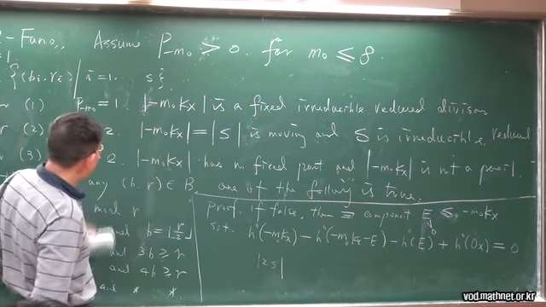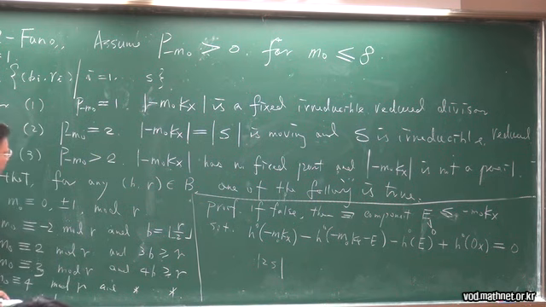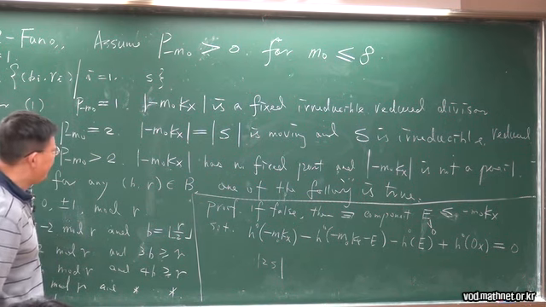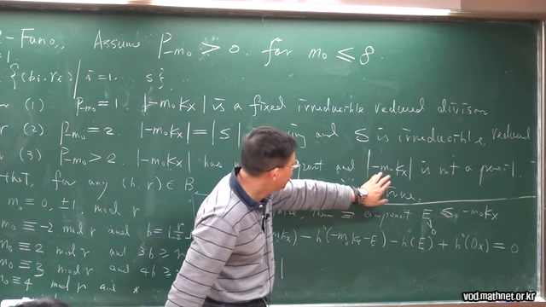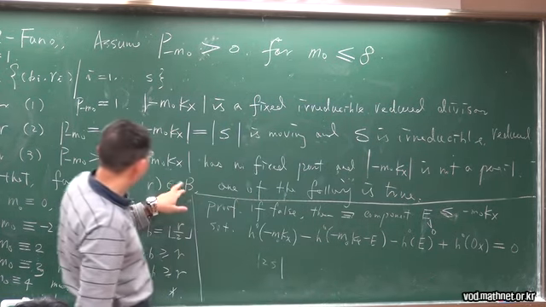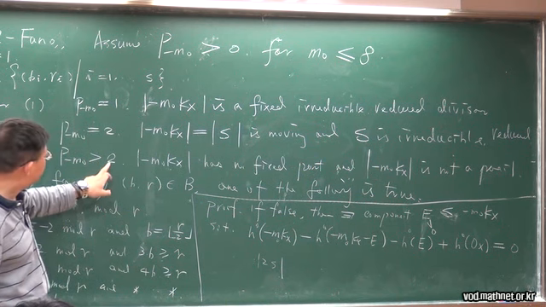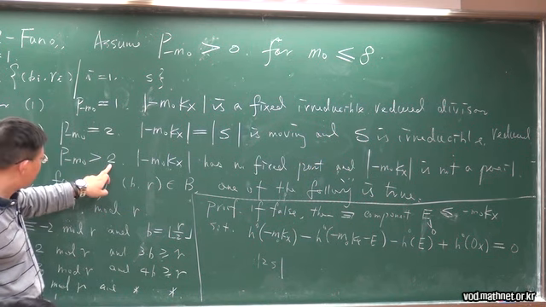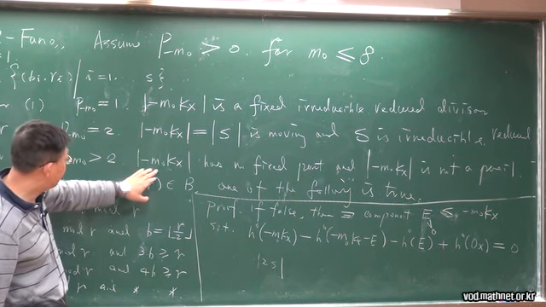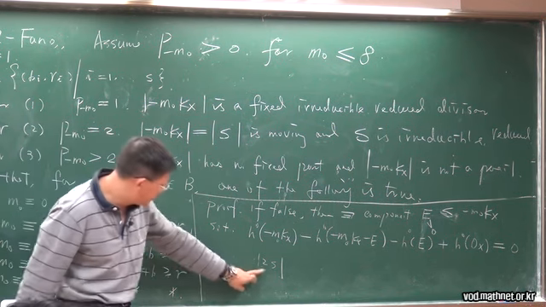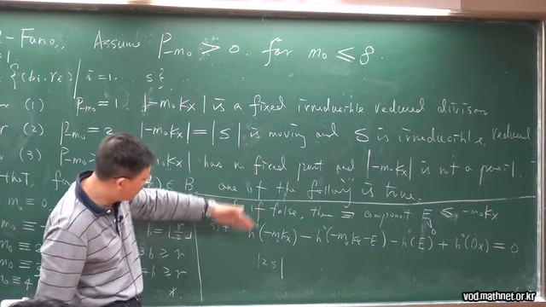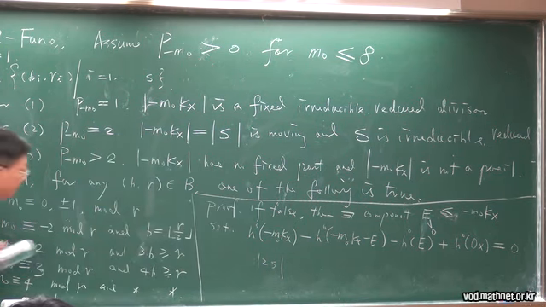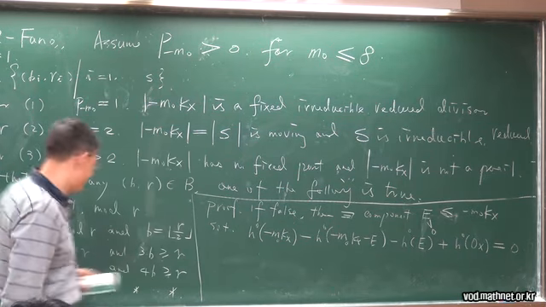Okay. In the last case, if there is a fixed part, or if it's a pencil, then minus m naught kx, since h naught is at least 3, minus m naught kx is 2s. So we take E to be s, similar to the previous case. So we can always have this property.